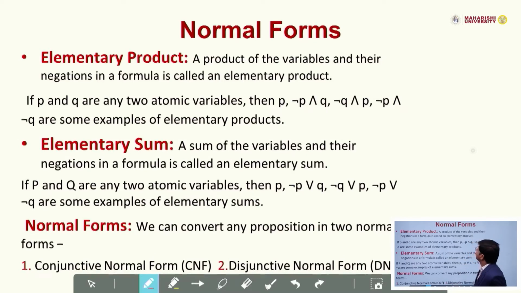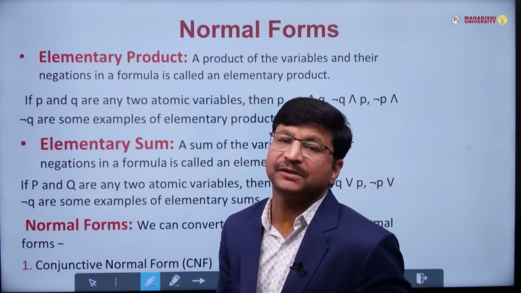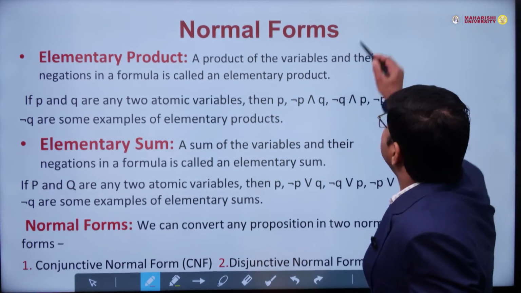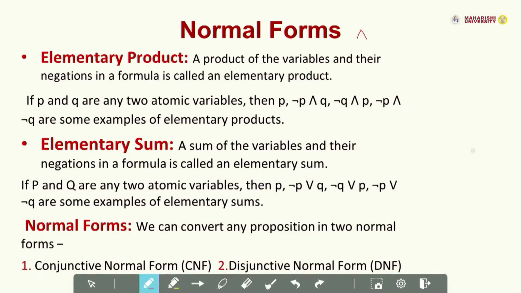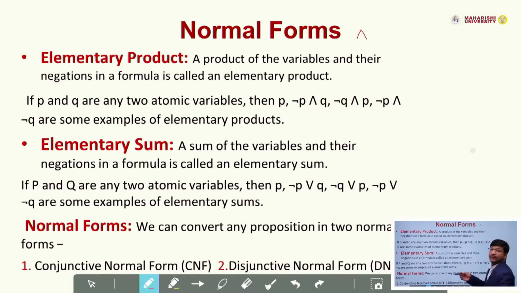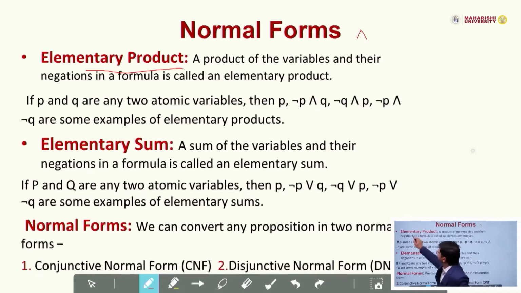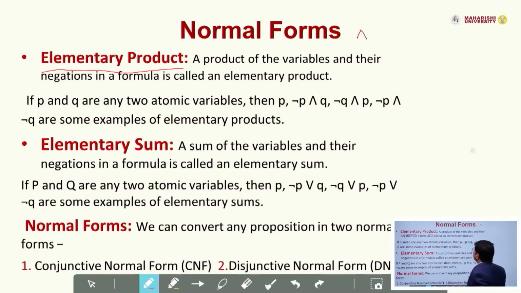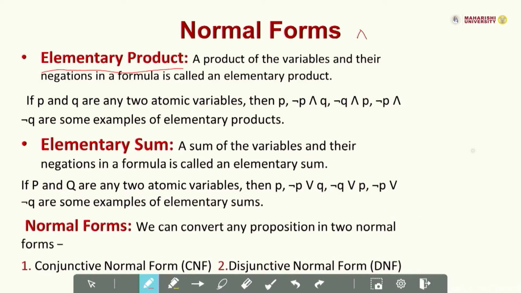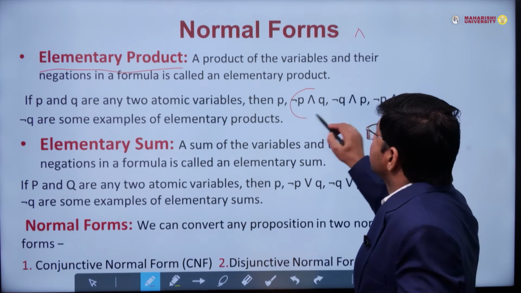Now, elementary normal forms. What are normal forms? These are very important to convert one type of compound proposition into another type, right? Before normal forms, we must know what is an elementary product and what is an elementary sum. AND operation is taken as a product, right? Any proposition with negation is treated as an elementary product. A compound proposition is treated as an elementary product if it has AND operation among them.